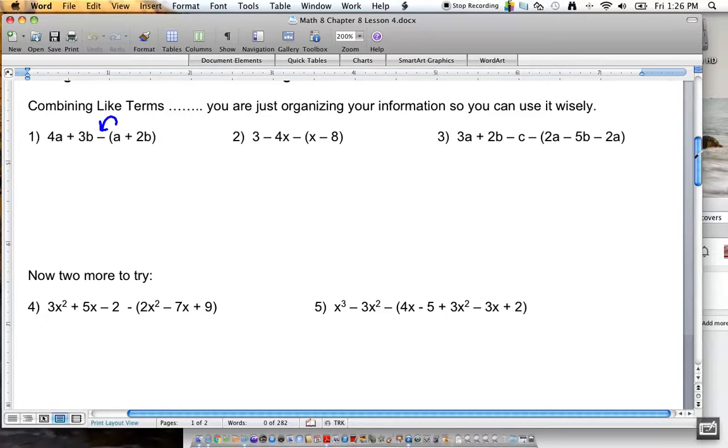Now, parentheses, stop. Parentheses are what we call grouping symbols. Now, when I see a parenthesis and a parenthesis, that means I'm grouping the A and the 2B together. So that's like when I split the class according to this side and this side.